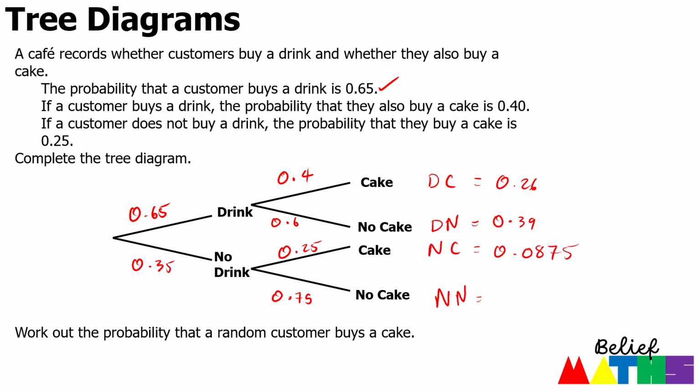0.0875, and 0.2625. And it says work out the probability that a random customer buys a cake. Well, these people buy cakes and these people buy cakes. So I'm going to do 0.26 plus 0.0875, which gives me an answer of 0.3475. And that concludes our last topic.